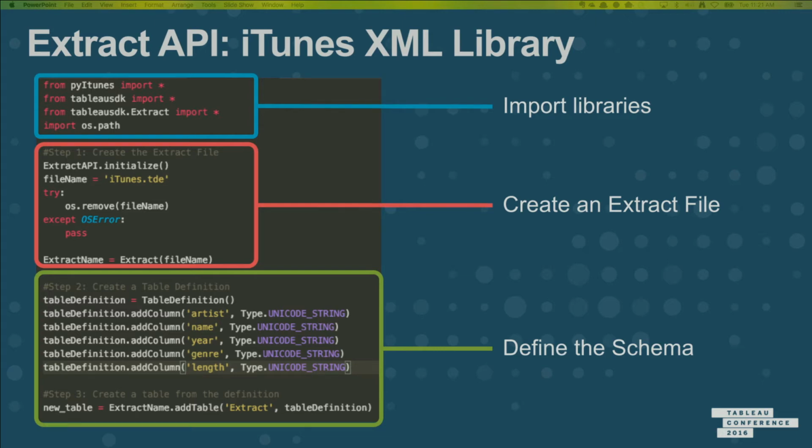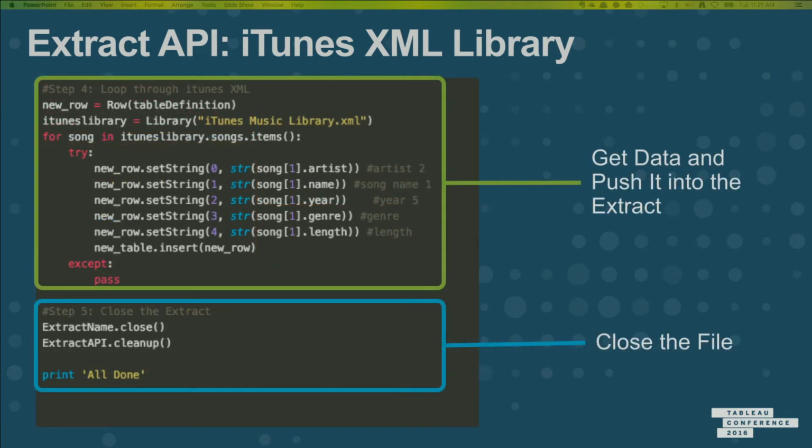Next thing I have to do is define the schema. So I have to know what I want, right? So I want to know things like the artist, the name, the year, the genre, how long the song or podcast is. And again, I'm going to go through and just get the data and push it into an extract. In this case, all I'm doing is saying, it says 0, 1, 2, 3, 4. And it's just mapping it back to those same fields that I defined in the schema earlier. So I have to know my data, and I just have to be able to map it back to the file that I want to be able to provide to a customer.